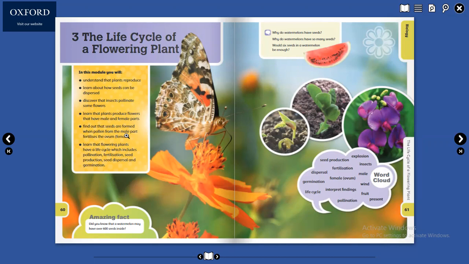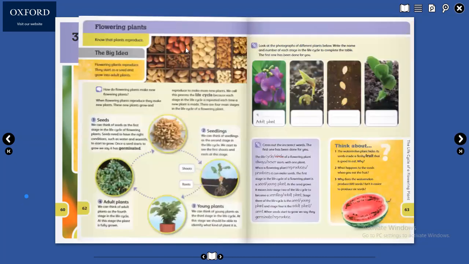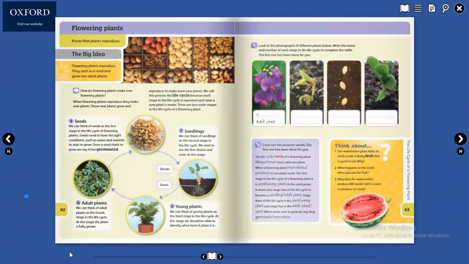I think all of you are done. Yes, all done. Teacher, is this whole lesson about these two pages only? No, we have a lot. We will go further. Don't worry. We have a lot of pages about this.